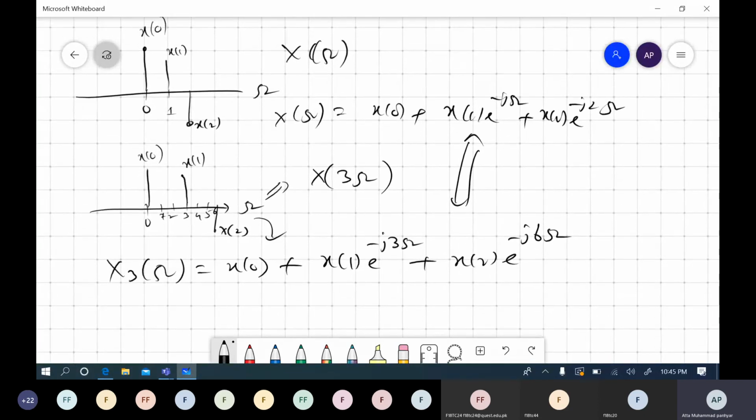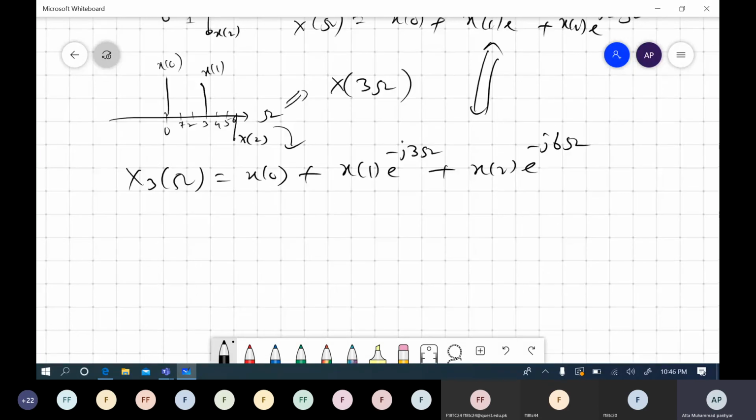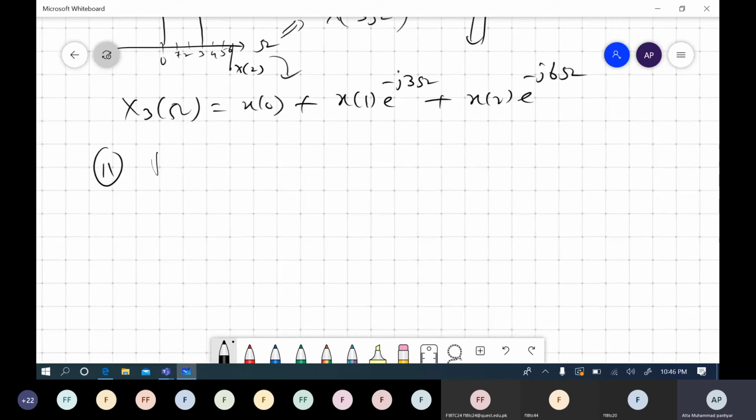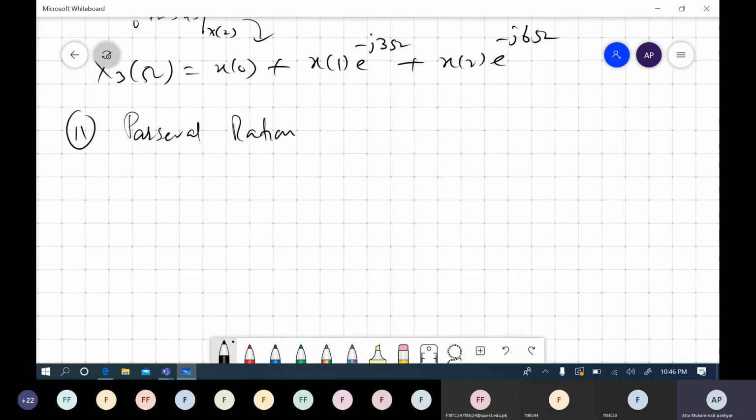Now, for example, we have another relation that is called the Parseval relation. Right? If you remember, we said in time domain, for example, if we have a signal x of t, right, its frequency spectrum is equal to, what was its frequency spectrum? 1 over 2 pi x of, for example, j omega, right?